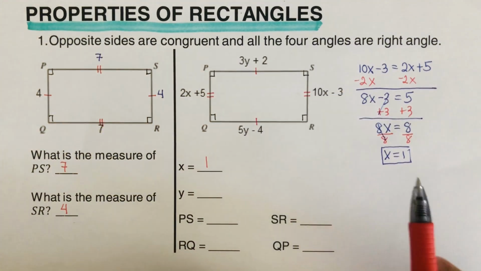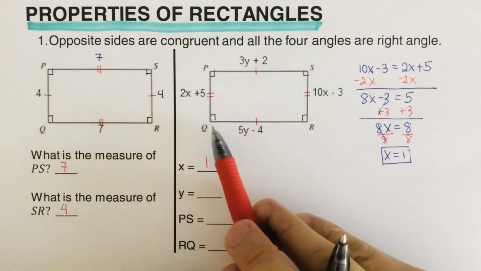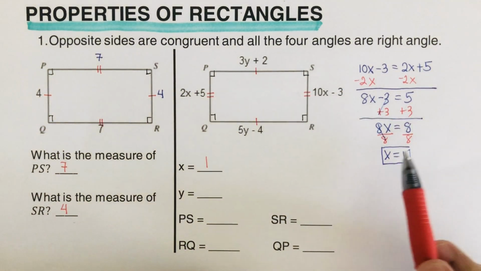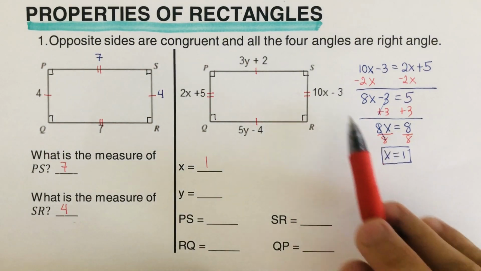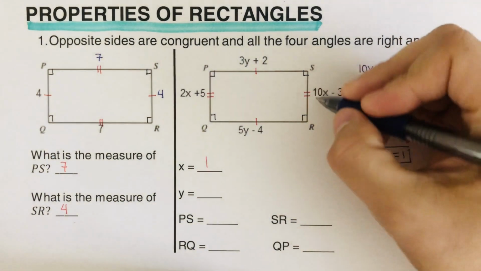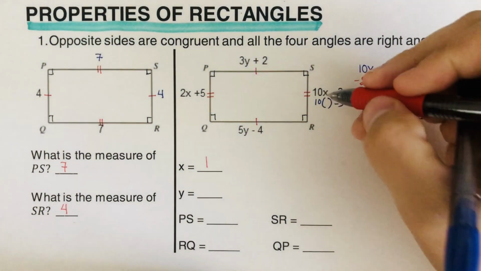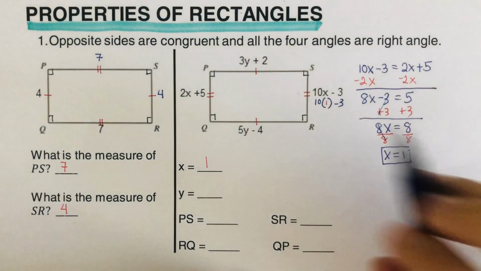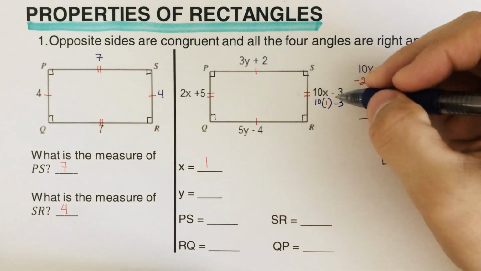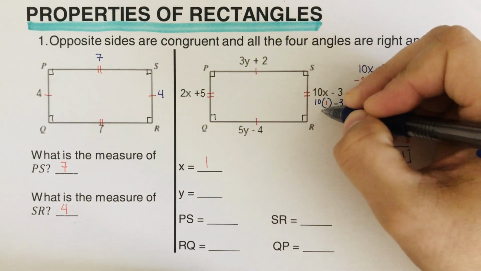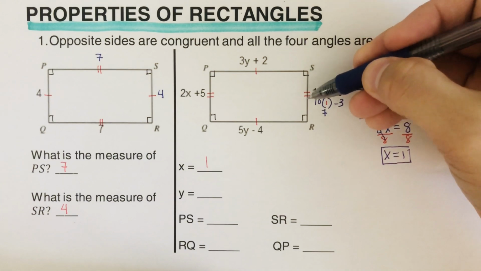To determine the PQ and SR measures, we are going to plug this 1 into x. So this would be 10 times 1, which is 10, minus 3 is 7. So this side right here is 7.